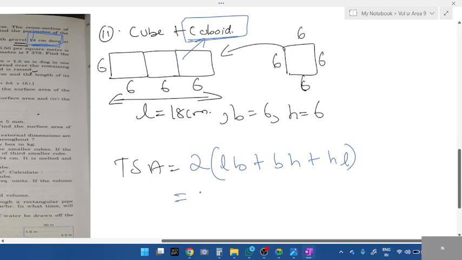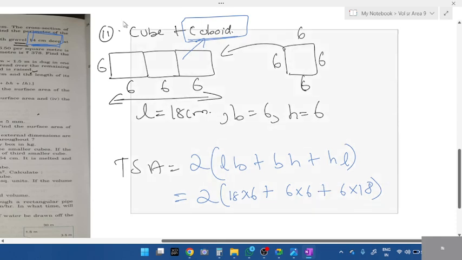It's a cuboid question. 2 into, what is length? Length is 18 into 6. Next, what is breadth into height? 6 into 6 plus, again, 6 into 18. The answer should be in centimeter square. Completed. Find the answer, students. Multiply.